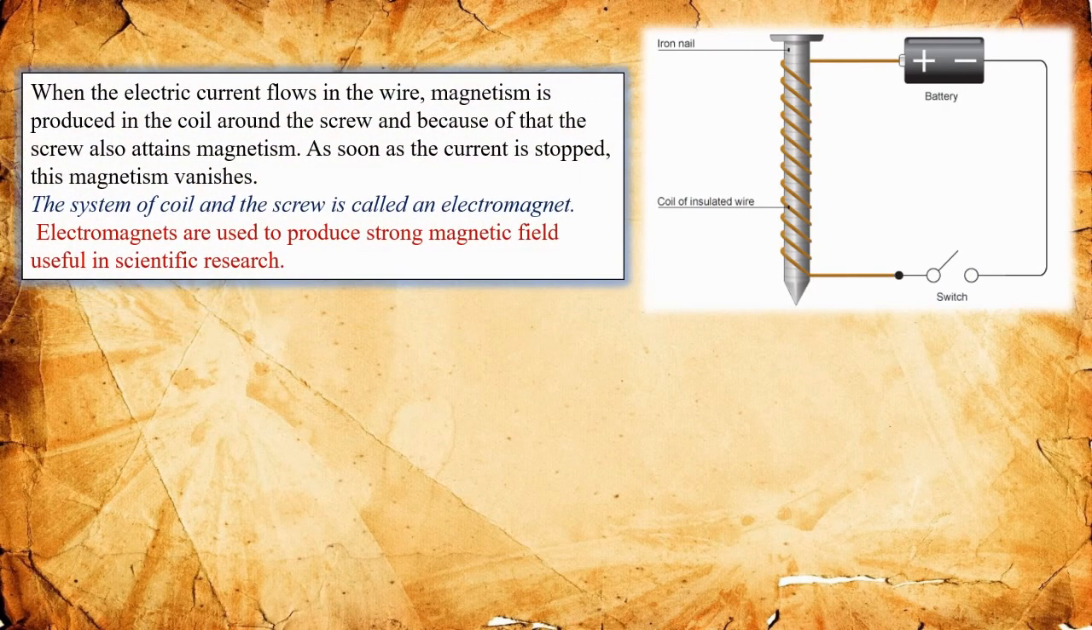When the electric current flows in the wire, magnetism is produced in the coil around the screw, and because of that, the screw also attains magnetism. As soon as the current is stopped, this magnetism vanishes. The system of coil and the screw is called an electromagnet. Electromagnets are used to produce strong magnetic fields useful in scientific research. Now we will learn about the applications of the electromagnet.